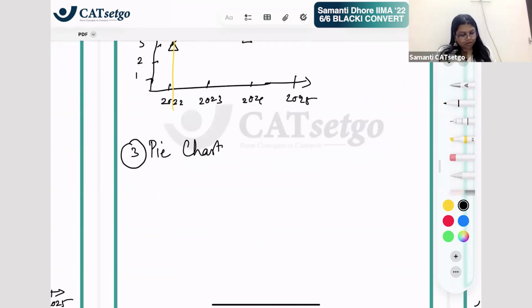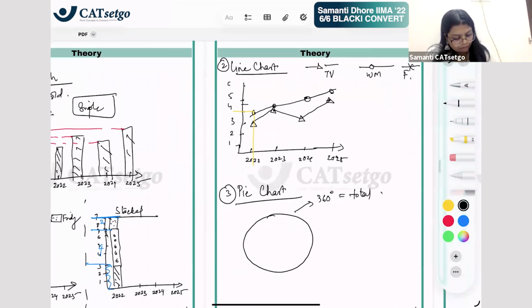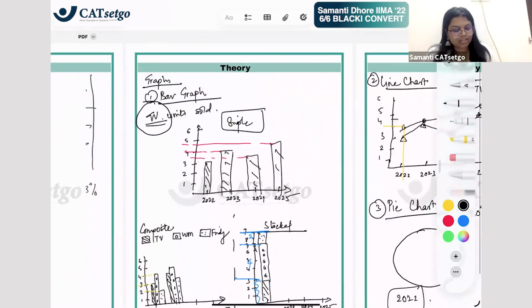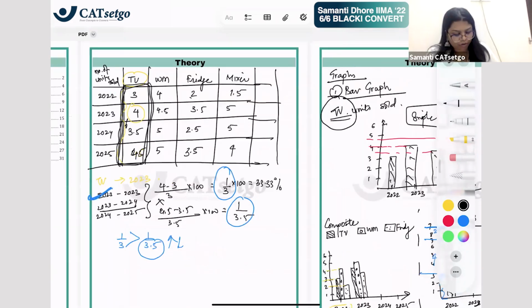Pie chart basically represents an entire circle, which is 360 degrees, right? And 360 degrees represents a total. It represents a total. Okay. So let's say this is a 2022 pie chart. How many slices are there in the 2022 pie chart? There are 4 slices. We have TV 3, washing machine 4, fridge 2 and mixer 1.5. 3, 4, 2 and 1.5.